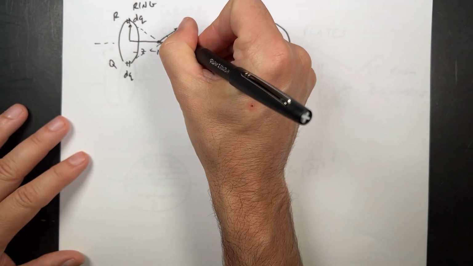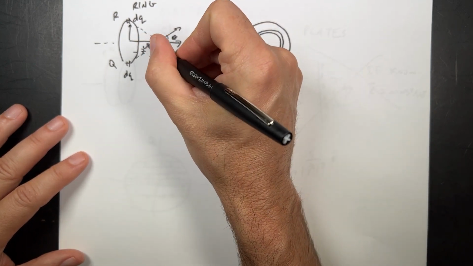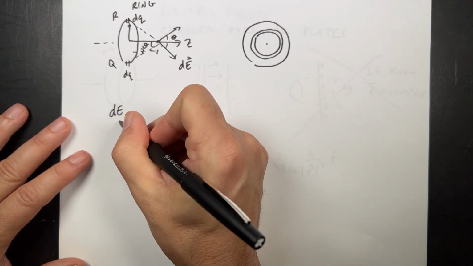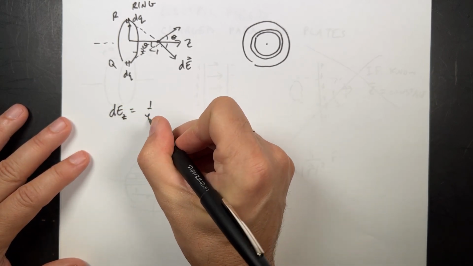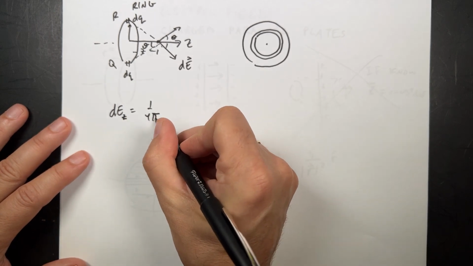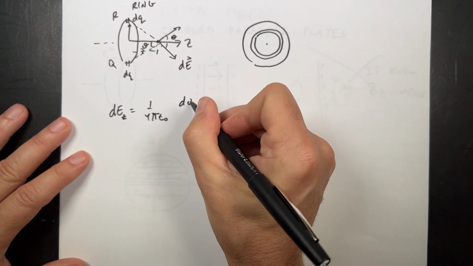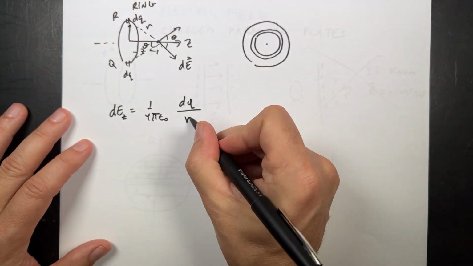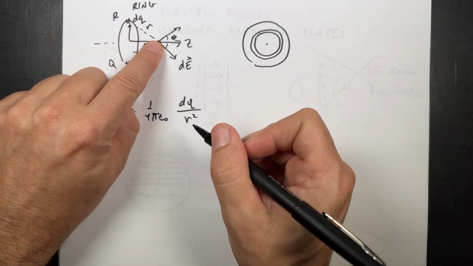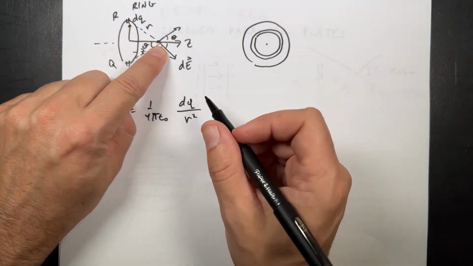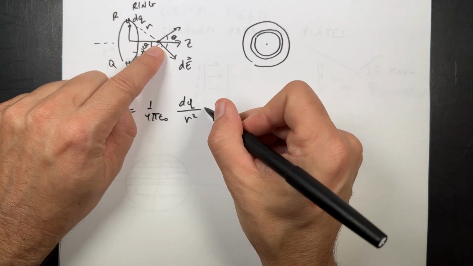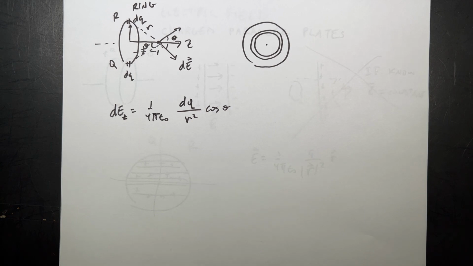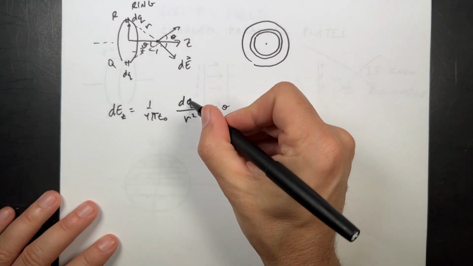So let's call this angle theta, and that's the same as this angle theta right there. So I'm going to write dEz is 1 over 4 pi epsilon naught, it's a point charge, dq, I use lowercase q, over, I'm just going to call this r, lowercase r squared. That's the magnitude. Now I need to find the z component. So I'm going to just take cosine of theta, and I don't know what theta is, and that's fine. So that's the z component of the electric field due to that charge.